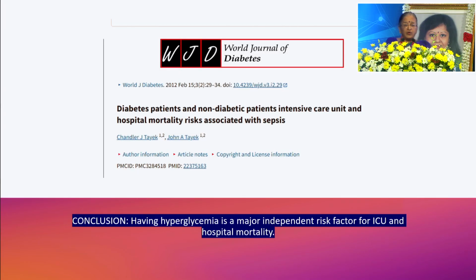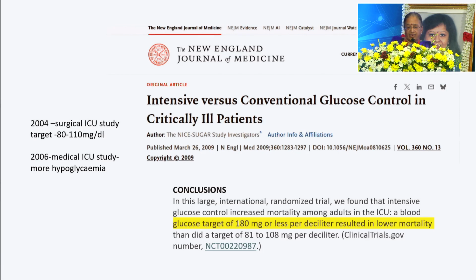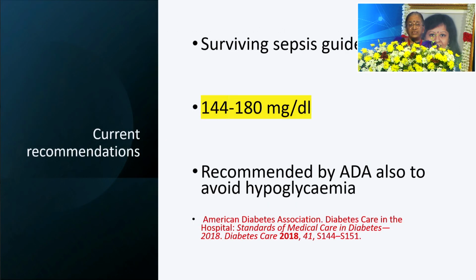Now, sugar control in sepsis, in diabetic patients and non-diabetic patients. This is the NICE-SUGAR study, which shows that hyperglycemia is an independent factor for mortality in ICU, and which told us that we should have a target of 180 or less for lower mortality. The point is that you want it to be in a tight range. You want it to be within 140 to 180 according to the ADA.